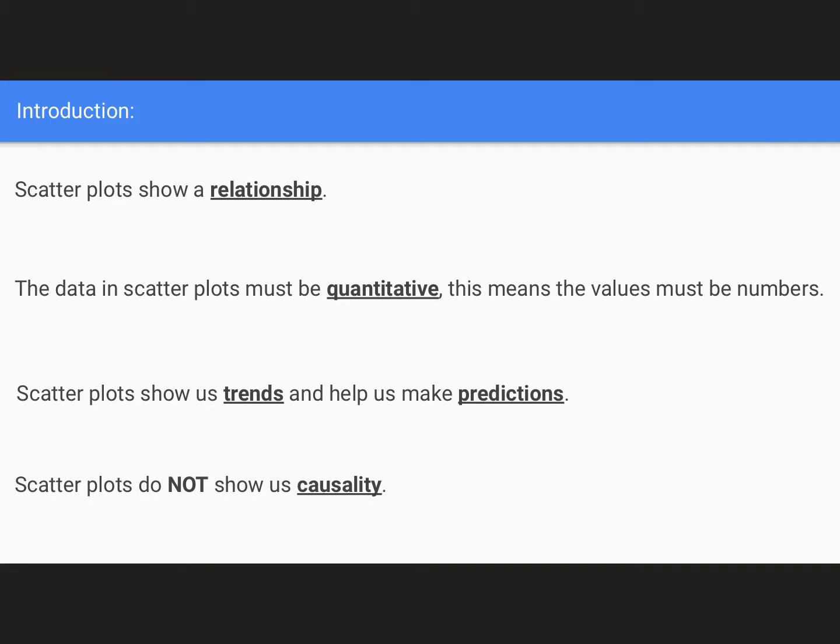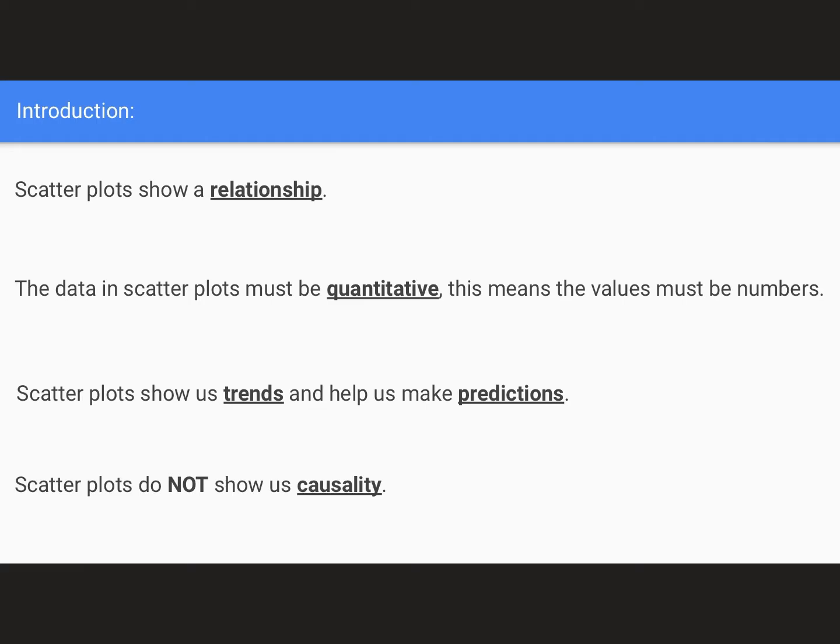Scatter plots show a relationship, and the data in a scatter plot must be quantitative. This means the values must be numbers. Scatter plots show us trends and help us make predictions, but scatter plots do not show us causality, which means we can't take a look at something and say, yes, because of this, it absolutely happens. That's what causality is. Scatter plots can't do that. They can show us trends, they can show us predictions, things that might happen or things that might be related, but we can't say because of this, this happens.